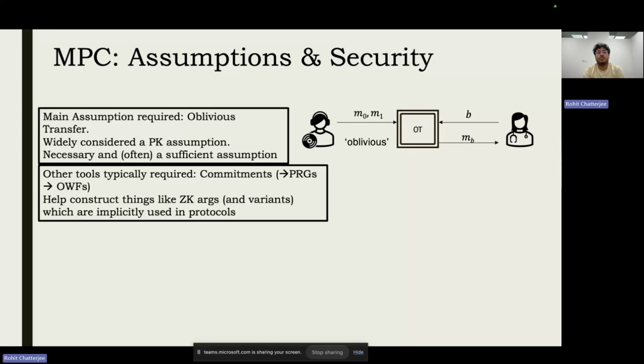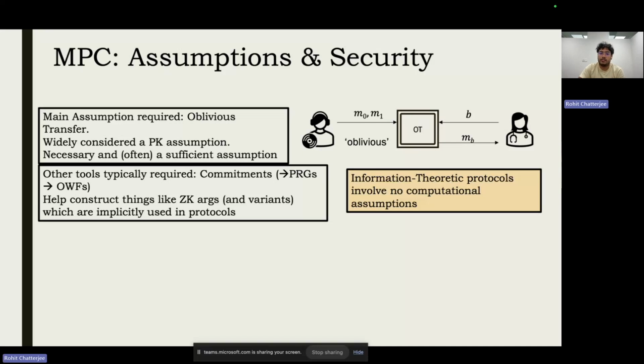Great. So typically, other tools you would need to construct an MPC protocol are things like commitments and zero knowledge proofs and so on. But these things generically can come from one-way functions, so you don't worry too much about them. Really, the specialized gadget you typically need is this oblivious transfer. Information theoretic protocols, which I mentioned earlier as well, of course use no computational assumptions, but there you're relying heavily on requirements about a certain fraction of honest parties and things like that to get by.